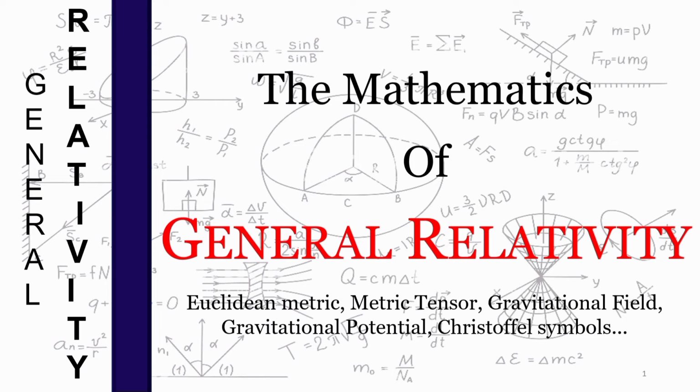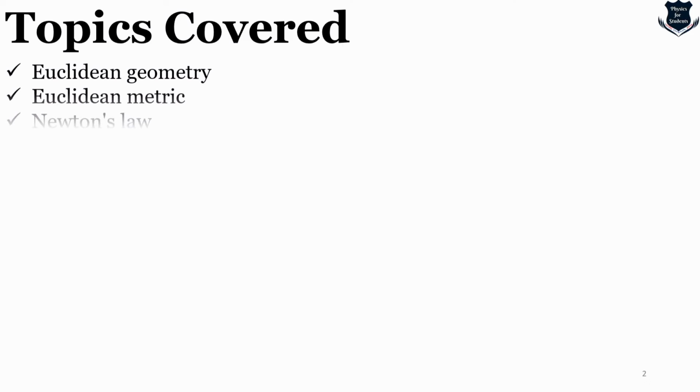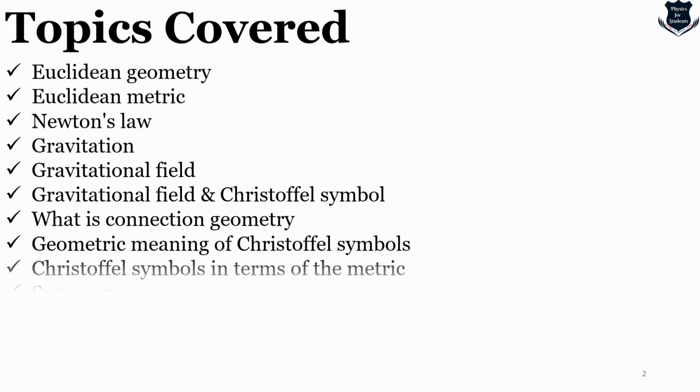So before we go ahead and start watching the details of the video, let us look into what topics we are covering. So yes, we are covering Euclidean geometry, then we will move to Euclidean metric, covering Newton's law, what is gravitation, gravitational field, how gravitational field and Christoffel symbols are related to each other, then understanding a very important concept which is called a connection. What is the geometric meaning of Christoffel symbols, and how are they written in terms of the metric, and finally we will summarize what we have learned.